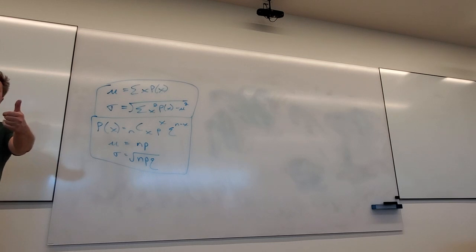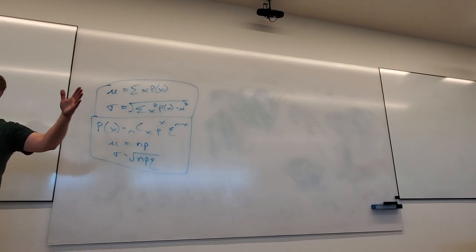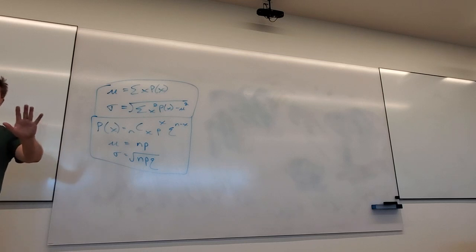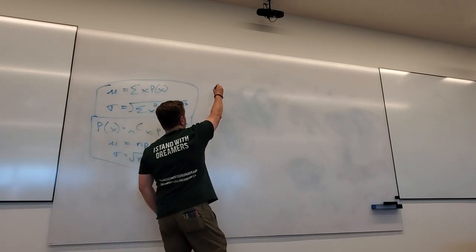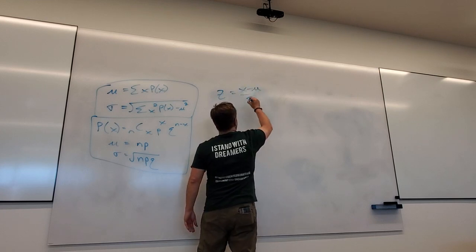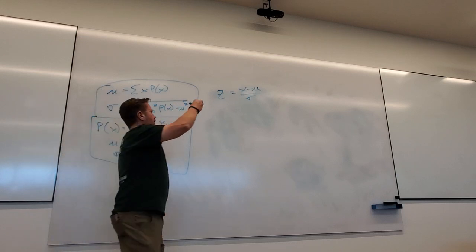Chapter 5 was uniform stuff. No formulas. Big rectangle, whoop-de-doo, right? No formulas you can write down, no formulas you need. Chapter 6, we bring back this one. And then we have this one, z-score.